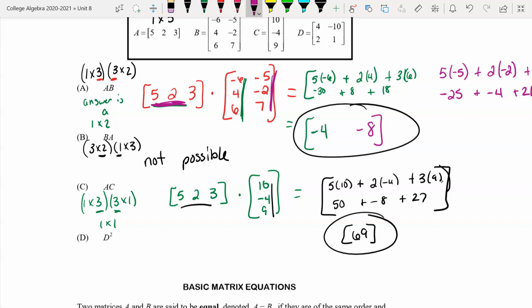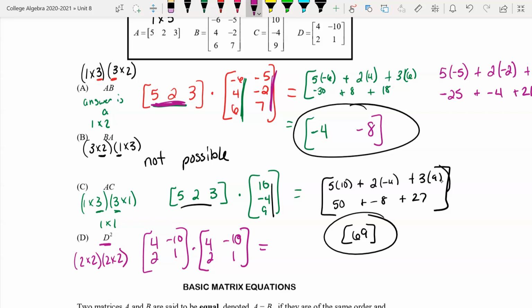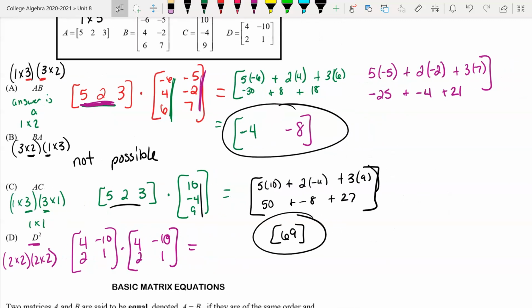All right, and the last one is D squared. Now, this is a 2 by 2 times a 2 by 2 because you're doing it twice. Do not square every number inside of it. Instead, you have to do this and actually solve it like a typical matrix. So this is kind of like one of the more elevated ones. I'm going to erase this and give myself some more room. Put that over here.